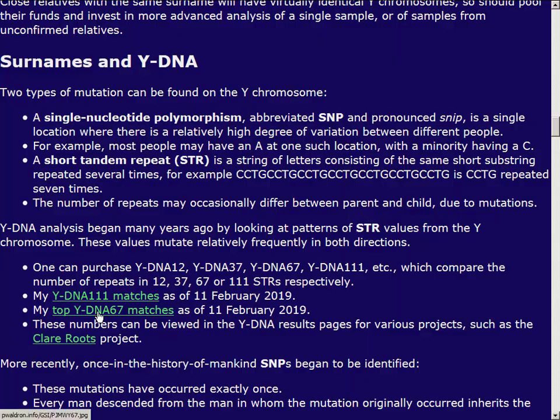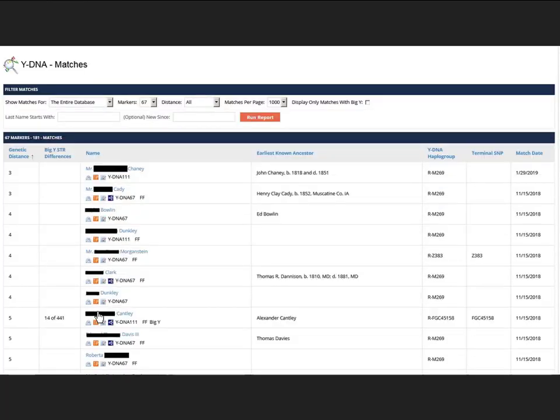So let's look at, if we drop down to the first 67 markers, and I've blacked out some names here because people have got paranoid, especially since GDPR, about privacy. So we can tell you the person's surname, and the earliest known ancestor is a deceased person, so data protection does not apply to that column. So these are my matches on the first 67 STR markers.